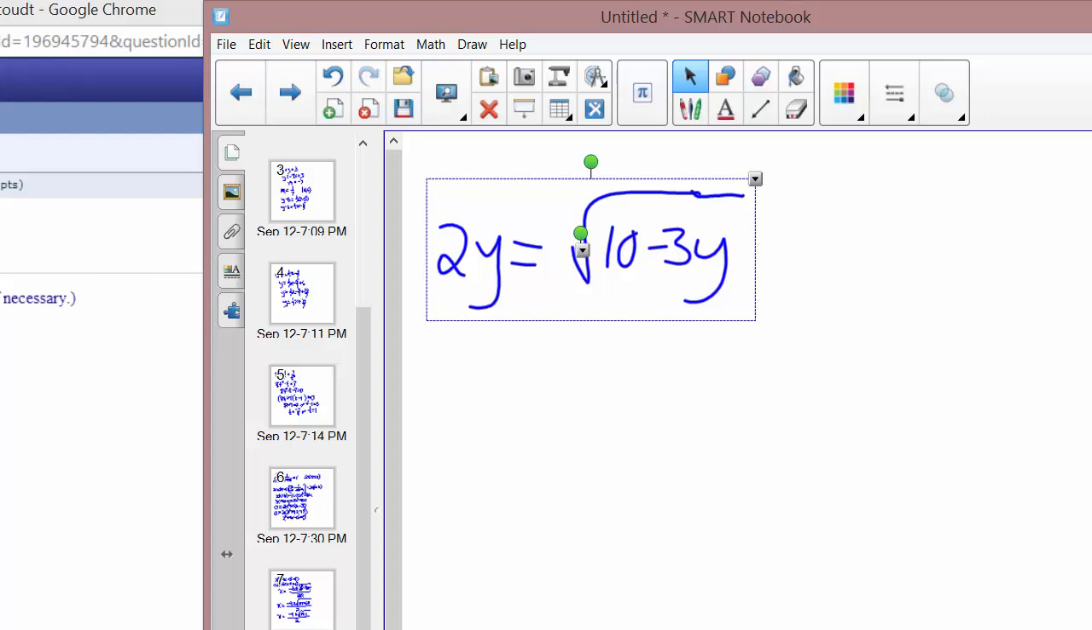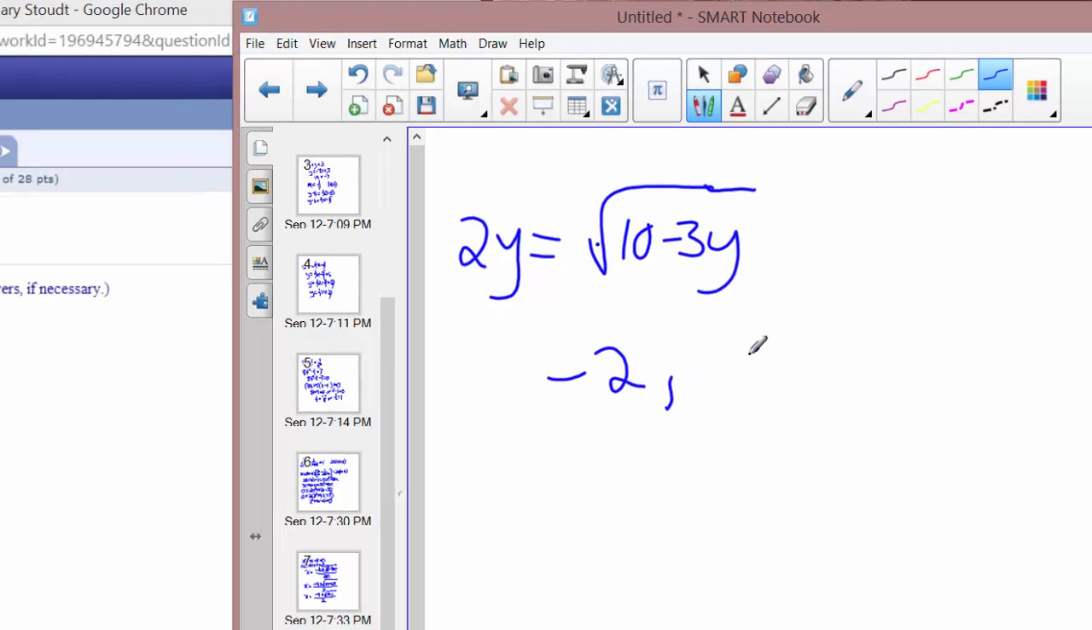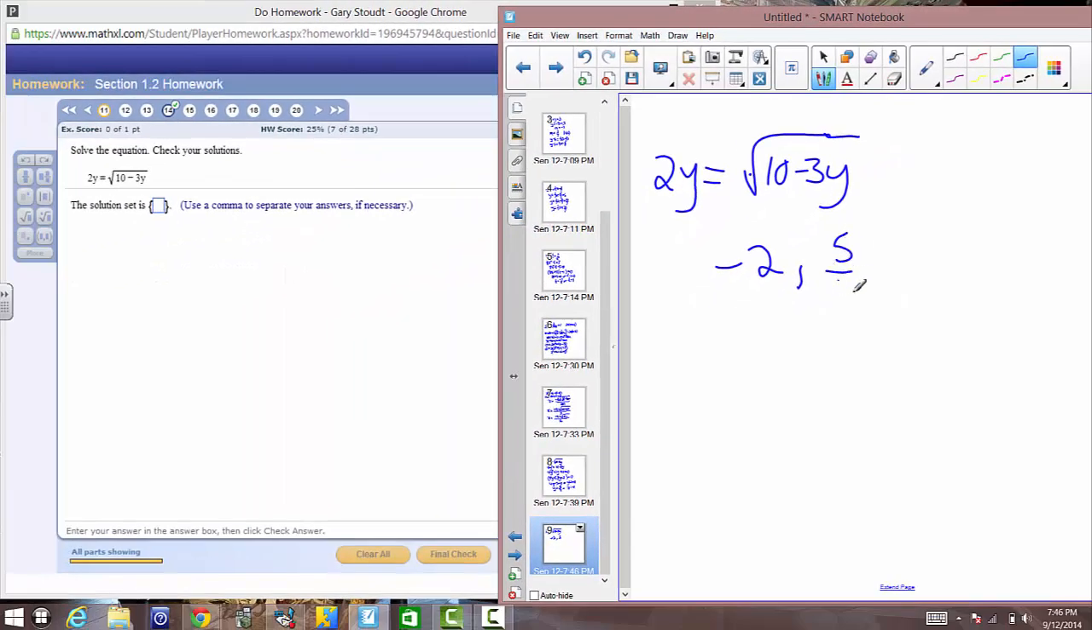And the solutions that we came up with were -2 and 5/4. So let's check those. Let's check -2. When we try -2 into this equation, we get -4 is equal to the square root of 16, which is incorrect. The square root of 16 is actually 4.